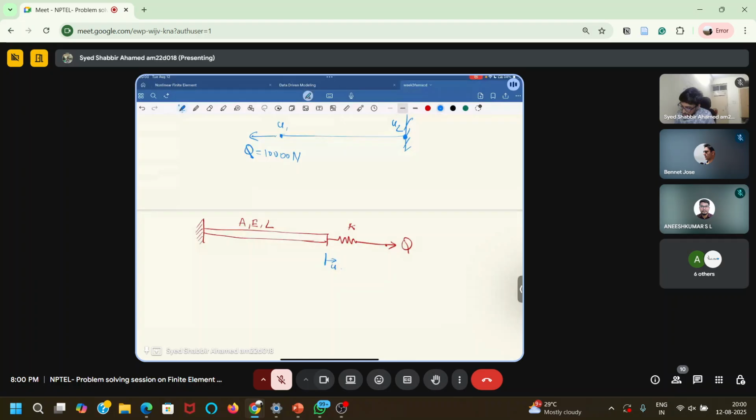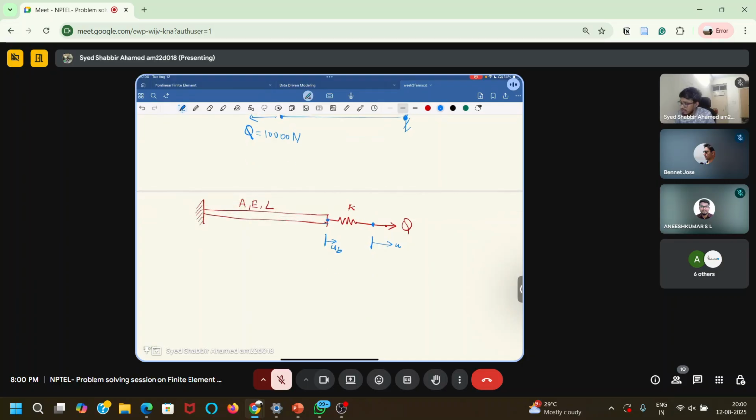And one end of the spring will undergo a displacement U because of this force being applied, and the other end, which is connected to the free end of the bar, will have some displacement UB. Let's say this will be UB. Or better, in order to avoid confusion, you can take this as... Okay, we will do it. So no worries.